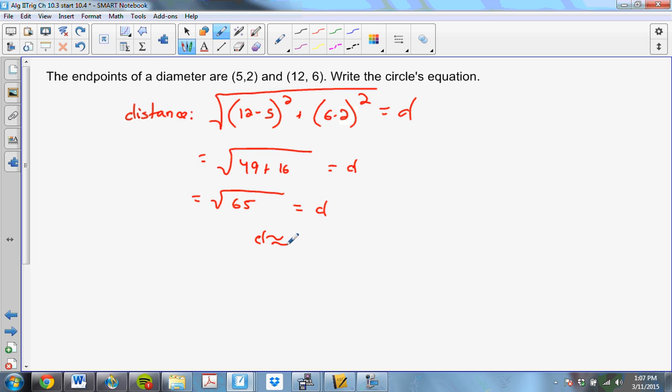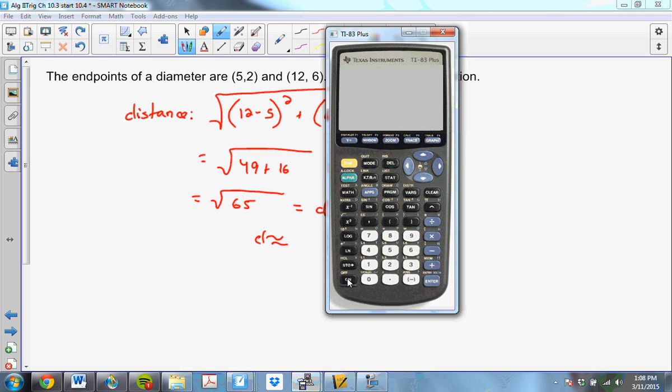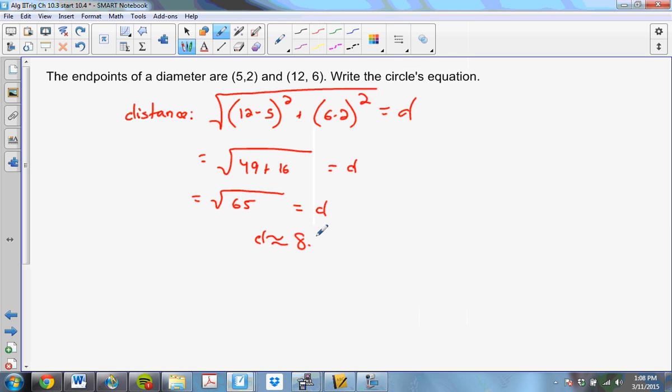The diameter has a distance of 8.01, I'm guessing. 8.06. Well, if that's the diameter, the radius is going to be 4.03. There's my radius. The other thing I have to find is the center. To find the center, I need the midpoint.